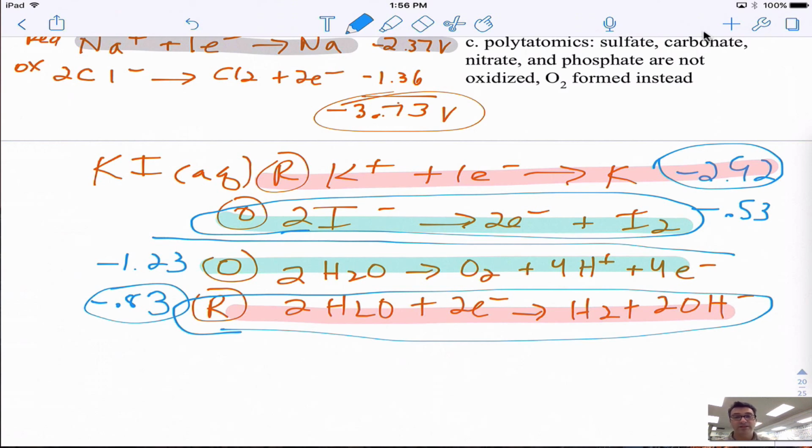Sometimes the AP will give you these 4 reactions in an aqueous system and ask, what happens? What's going to be oxidized? What's going to be reduced? The only way to do it really is to compare the voltages. When you compare the voltages, you'll be able to figure it out. It's always the more positive voltage between the 2 reactions that will occur.